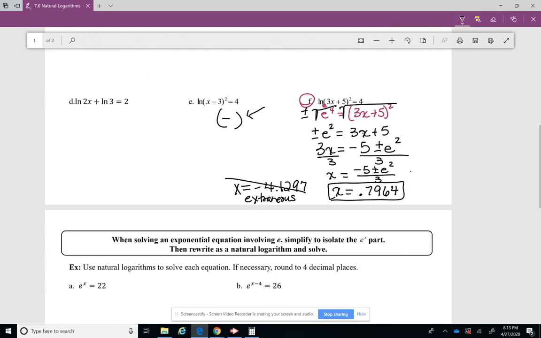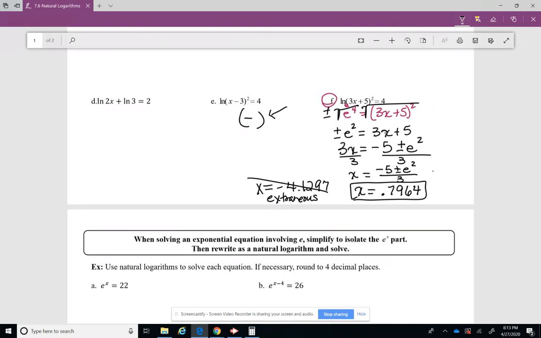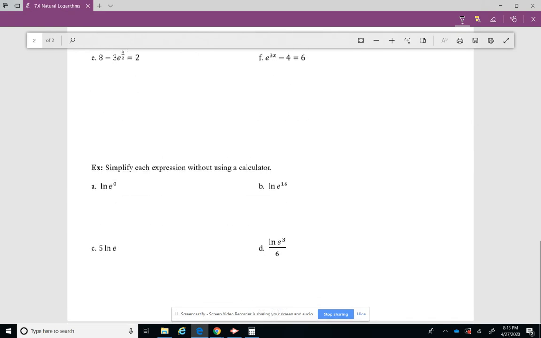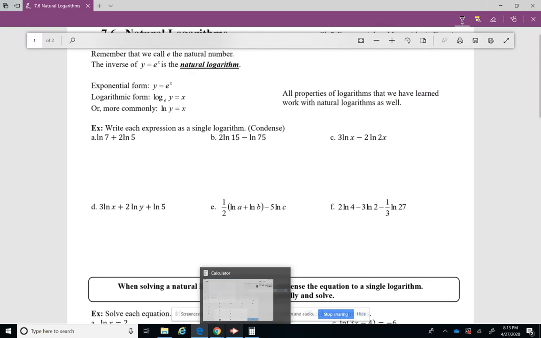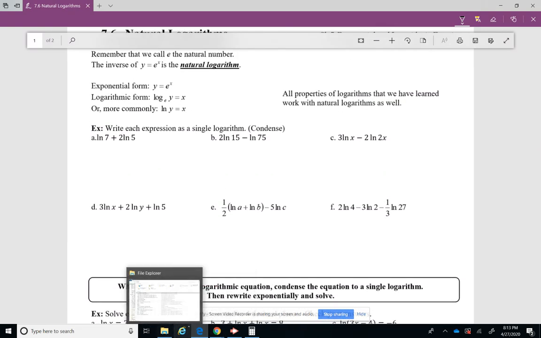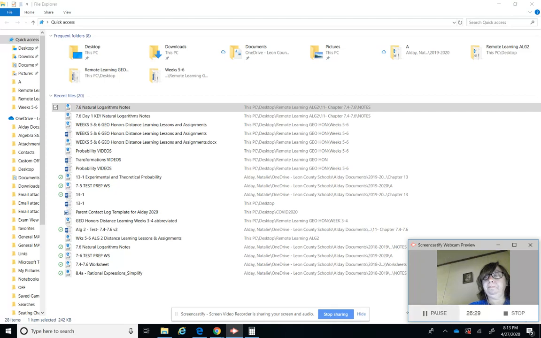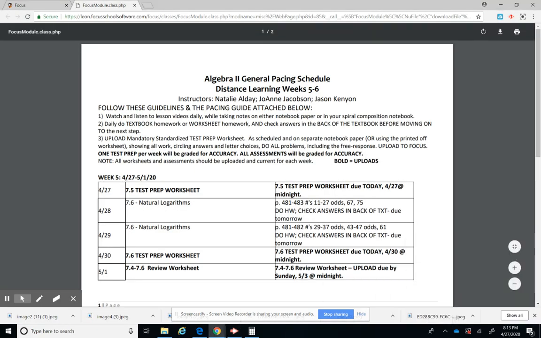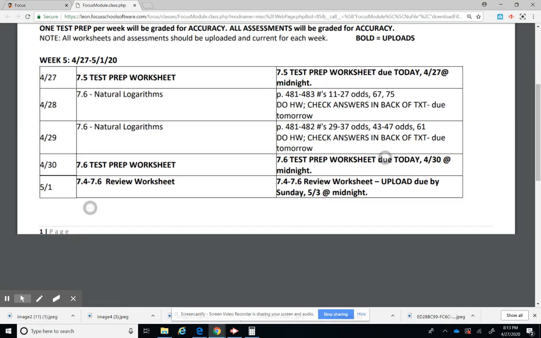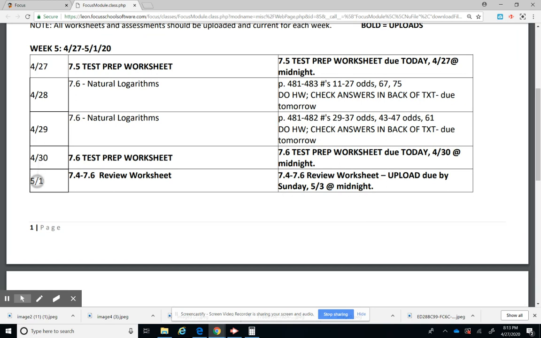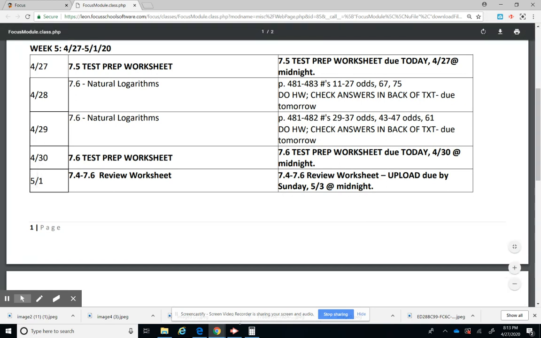And that's it. All right, we're going to do the other sheet tomorrow. Let's go ahead and pull up the pacing guide for you guys. All right, so here's the pacing guide for this week. Yesterday you would have done the test prep worksheet and uploaded it by midnight.